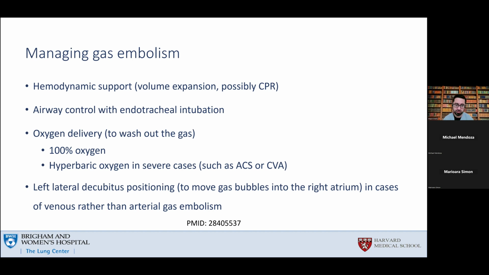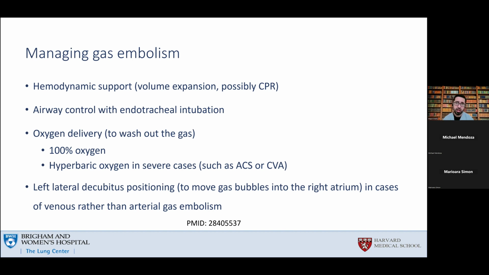Oxygen. It's sort of the absolute polar opposite of what you need to do for an airway fire, right? Stop the oxygen there, give the oxygen here. Why? You're trying to wash out that gas. 100% oxygen at a minimum, but really if there are severe complications such as acute coronary syndrome or cerebrovascular accident, you're really doing hyperbaric oxygen to push the argon gas out of the way as much as you can. And then the rest really supported management.